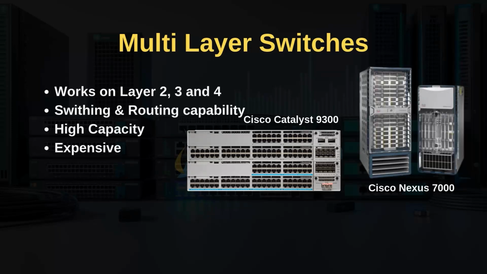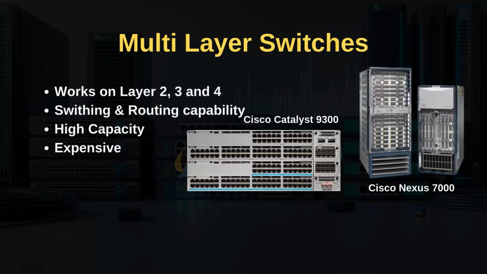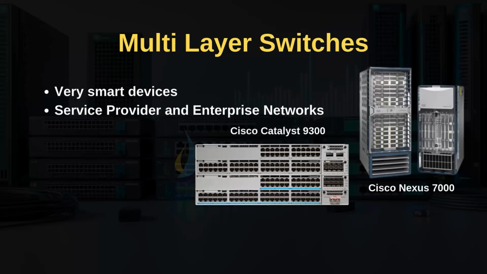Here, let's see the key difference between switching and routing. Basically, if you are sending data within a LAN, it is switching. If you are sending data between LANs, it is routing. So, a layer 2 switch is only capable of switching, while a layer 3 switch can do both switching and routing. These are expensive devices. They are used in service provider and enterprise networks and connect thousands of people. These devices are very smart devices.